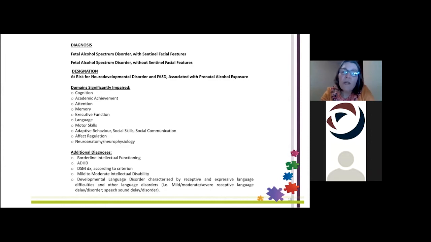Certainly the diagnoses are listed: FASD with or without sentinel facial features, or the designation, which is not a diagnosis but is a designation in the guidelines, of at-risk for neurodevelopmental disorder and FASD associated with PAE. We want to list the brain domains that are significantly impaired, as well as any additional diagnoses which come to light from the assessments completed. These also include DSM diagnoses according to the criteria, as well as any other disorders, language disorders, and mild to moderate intellectual disability, to name a few.